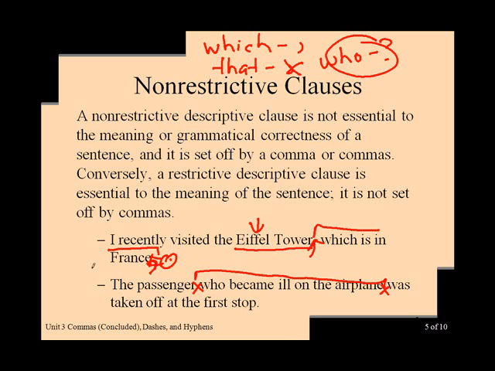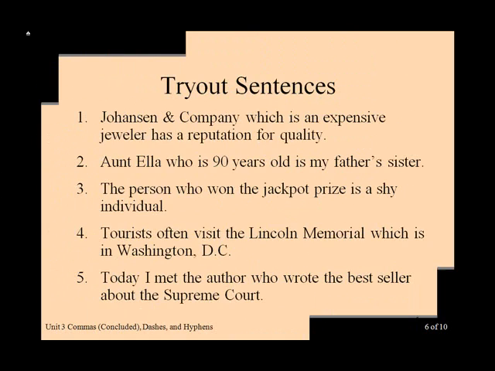What if it would have said, the last passenger to get on the plane, who became ill? Well, then we would put commas because it would be limiting that enough. We would already know who the passenger was. Let's take a look at some more examples. Maybe that'll help us to see the differences.